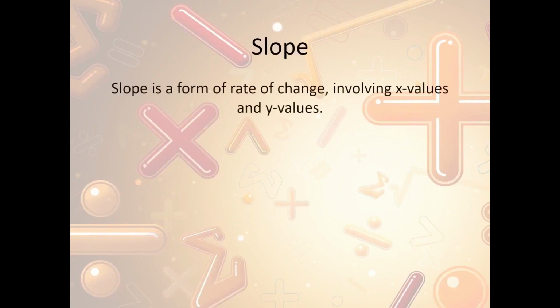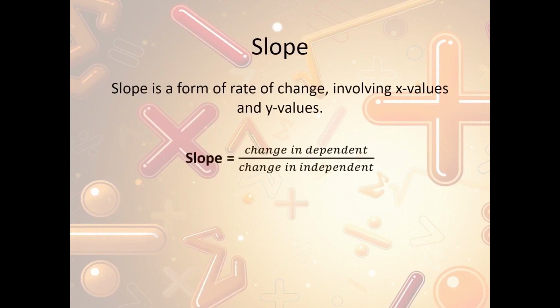Slope is a rate of change involving x values and y values. Slope is known as the change in the dependent variable over the change in the independent variable. Now what does that really mean? That really means that slope is the change in the y values over the change in the x values. So it's always y over x.